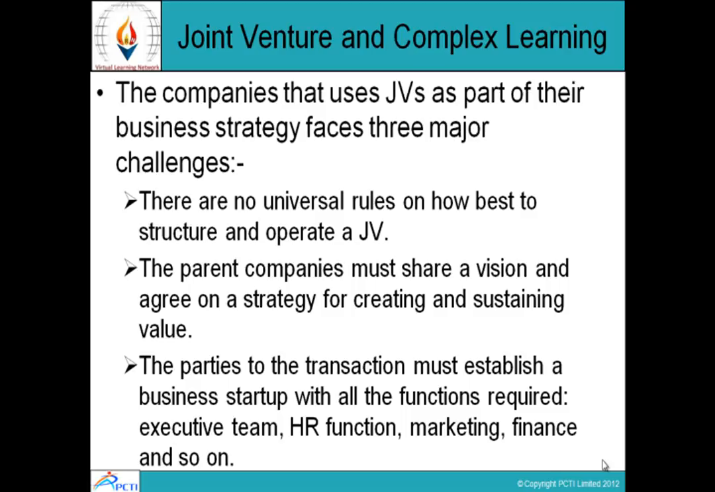Also, all the parent companies, all the partner firms, must share a vision and all should agree on a strategy for creating and sustaining value. The parties to the transaction must establish a business startup with all the functions required. They must have an executive team, marketing, finance, HR, admin, and support. So they must establish a business which has all the functions.